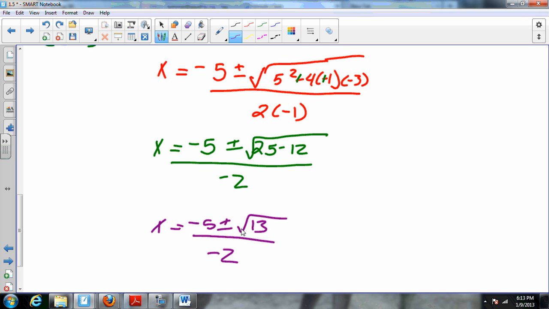You cannot break down the square root of 13. So this is your answer if they want it exact, or you could use a calculator and round it to a given decimal place if they ask.